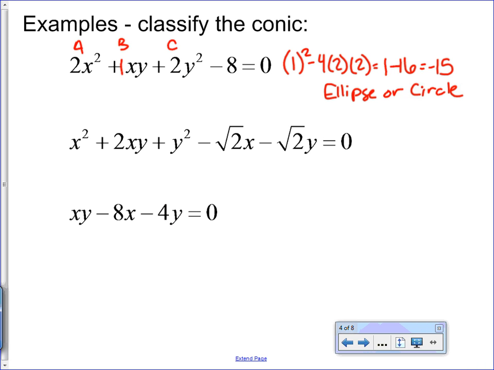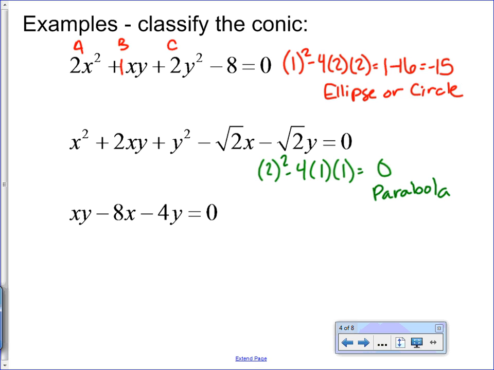In the second example, we can do the same thing. Calculate our b squared minus 4ac. So this time we're doing 2 squared minus 4 times 1 times 1, which turns out to be 0. So this is a parabola. Thank you, Will. Whenever your discriminant is equal to 0, you have a parabola.